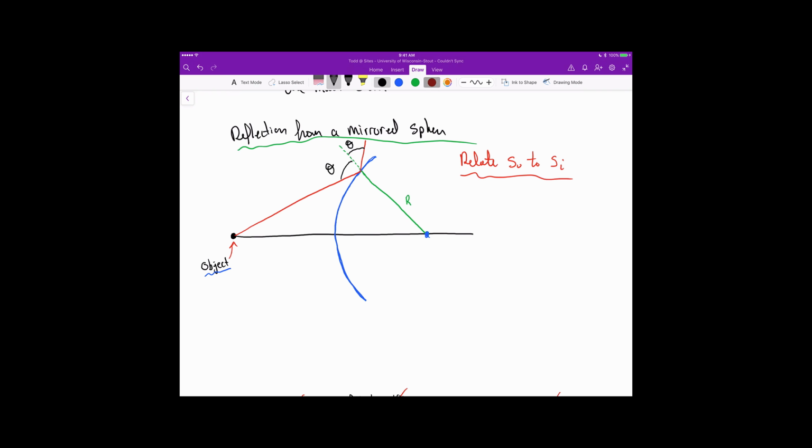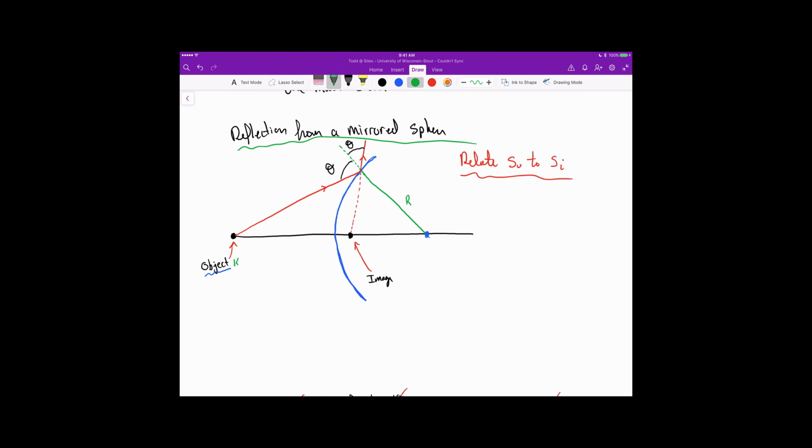Now to locate the image, what I'm going to do is trace where the reflected ray looks like it came from. So just by tracing this thing back, and I know that my image is going to lie on the optical axis just like the object does, and so this then is going to be the location of my image right here. And so then I need to figure out a way to relate the location of the object relative to the sphere to the location of the image.